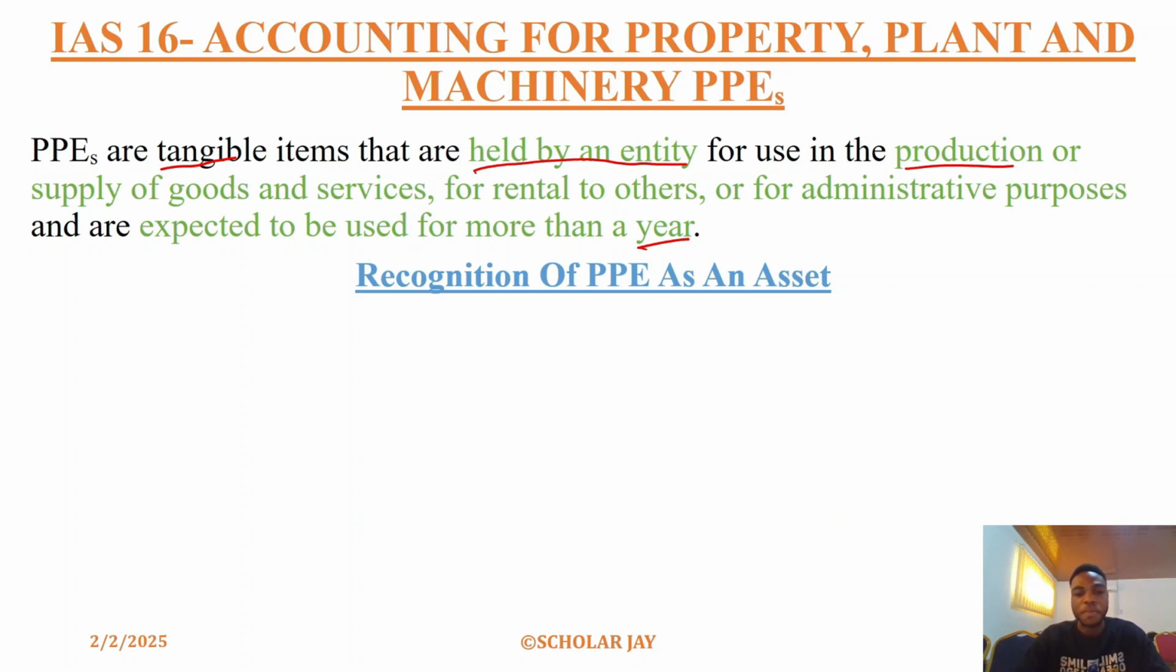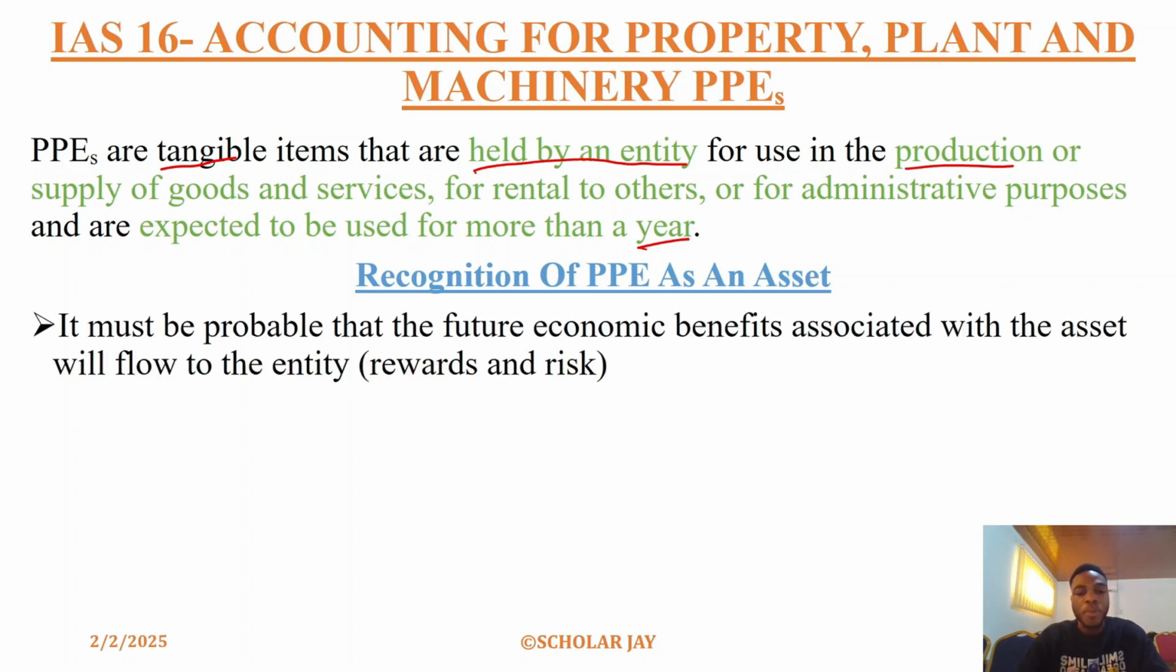And what is the first thing? The first thing is that it must be probable that the future economic benefits associated with the asset will flow to the entity. So you realize that I've indicated in there rewards and risks. In terms of probability, when you say probable, when you give this in terms of percentage, it means more than 50% chance, okay?